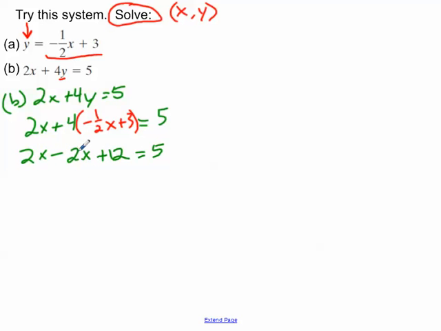Alright, 2x minus 2x is 0. Hang on a second. Plus 12 equals 5. Holy cow, what happened here? 12 equals 5? When does that happen?